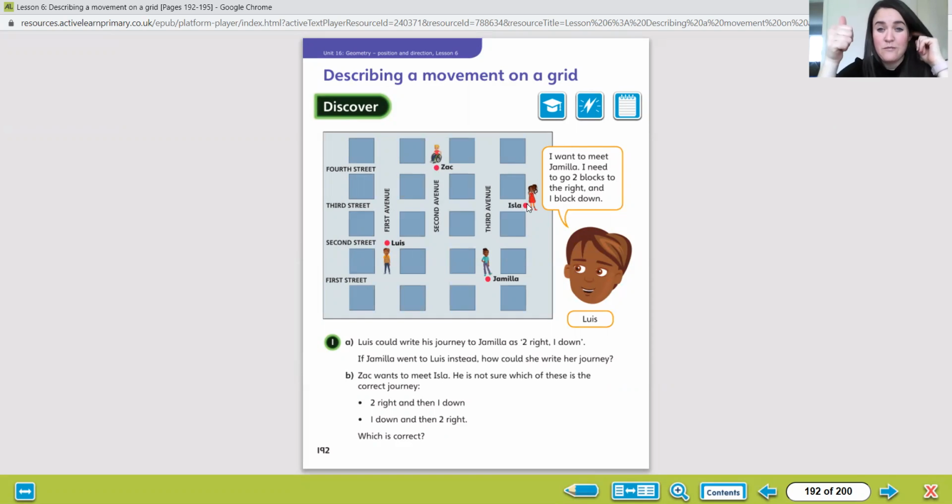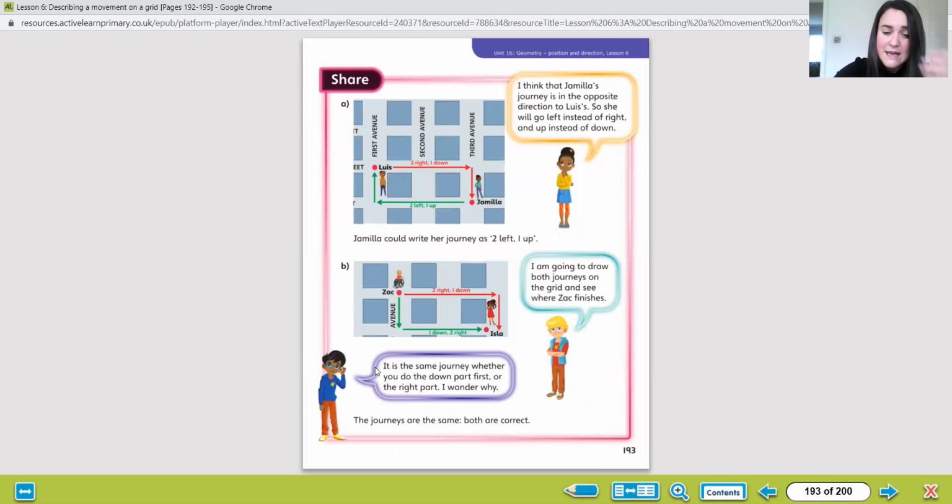Okay. Hopefully, you're all screaming at the screen, telling me you can do both. Both of those are correct. Both of those translations get Zach to Isla. He could go 2 to the right and down, and he will make it. He could go down and 2 to the right. Okay, because if we look at our share screen here, it's the same journey, whether you go down first or the right first. Okay, both journeys are the same because you're still going 2 right and 1 down, just in the opposite way. So either 2 right and 1 down, or 1 down and 2 right.